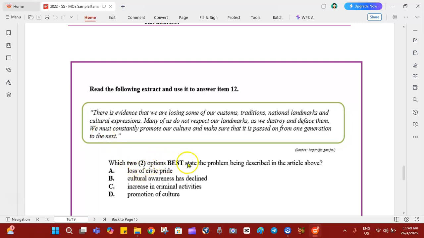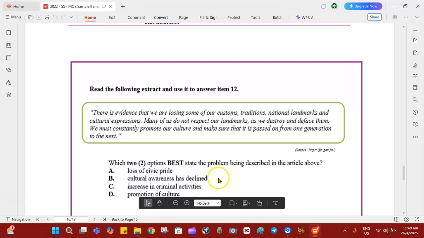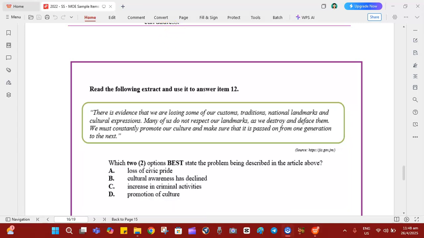Which two options best state the problem being described in the article above? A says a loss of civic pride. B, cultural awareness has declined. C, increase in criminal activities. Nothing is mentioned of that. D, promotion of culture. All right, so the answer here would be A and B. We should see that there's a loss of civic pride and cultural awareness has declined. So it's A and B.